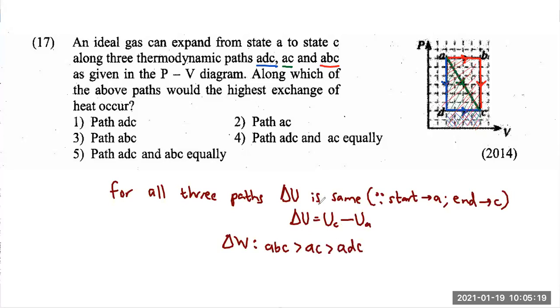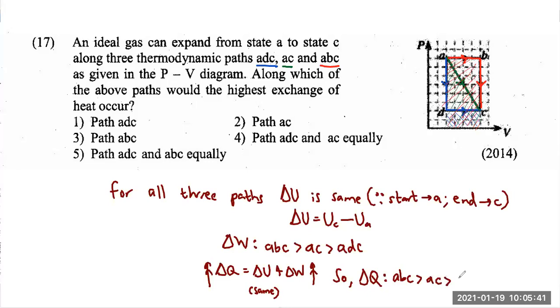Delta U is the same. They're asking about heat exchange. We all know delta Q is equal to delta U plus delta W. Delta U is the same for everyone. So when delta W is large, delta Q should be large. Who has the largest delta W? That is ABC. So the conclusion is delta Q will be larger for ABC. This is a past paper question. They have repeated the exact same thing. So which one is the answer, people? The third one should be the answer for this question.